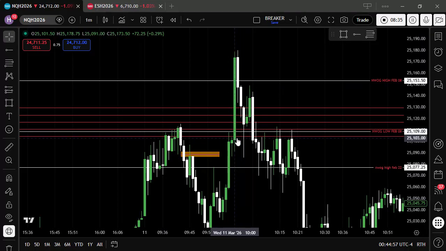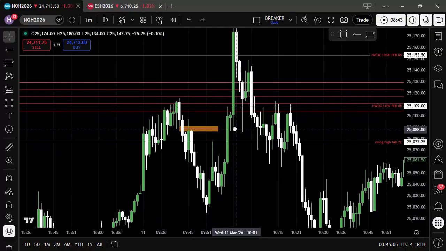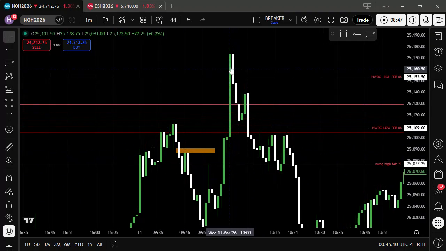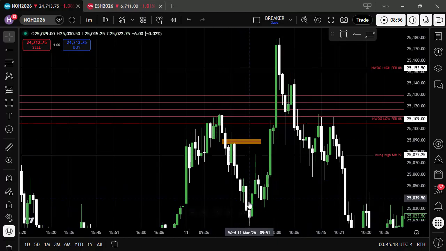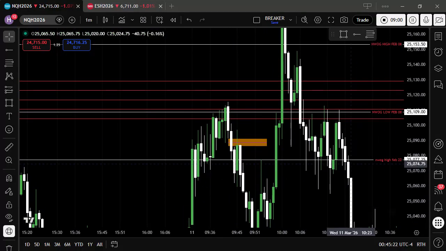This inversion fair value gap right here was the trade to take, especially because it was during a macro. So sometimes you just gotta wait until the opening range is formed, which is from 0930 to 10 o'clock here. We're at the high of the range, it's formed here. And yeah, it ended up selling off a lot from there. But you could have made money on this trade as well. You just obviously wouldn't have reaped as much.